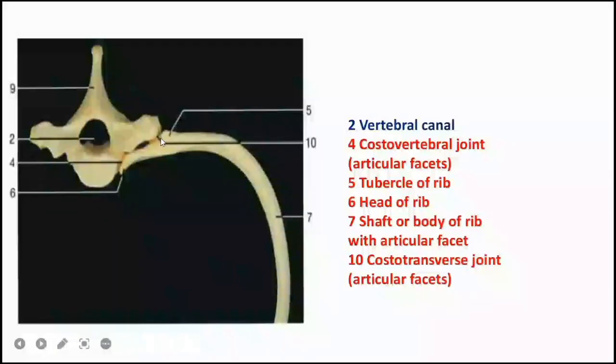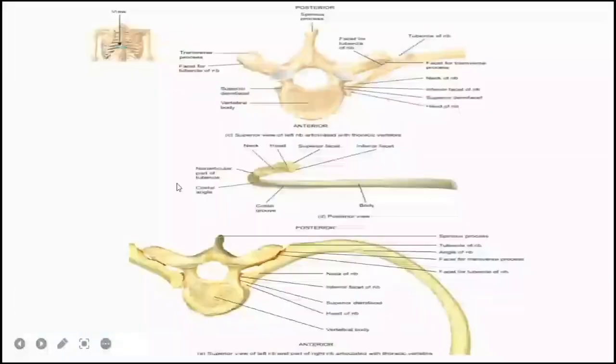Then we have the part labeled 10, which is the costotransverse joint, articular facet. Part labeled 5 is the tubercle of the rib. Then 6 is the head of the rib, and part labeled 4 is the costovertebral joint, articular facet. This is the general, more detailed description of the structure of a rib.